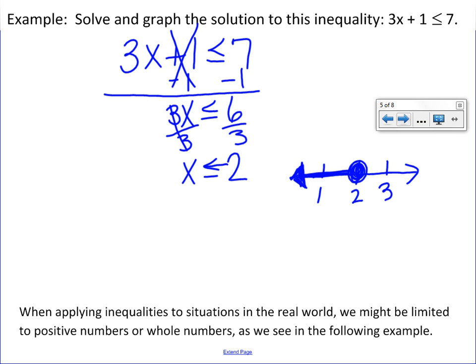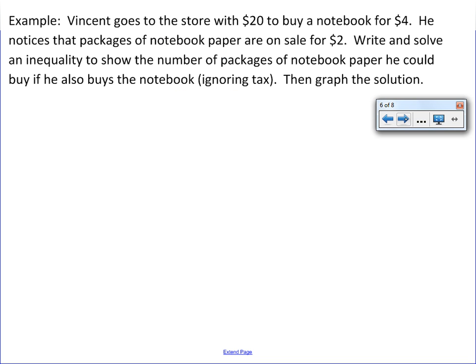It says when applying inequalities to situations in the real world, we might be limited to positive numbers or whole numbers, as we see in the following example.